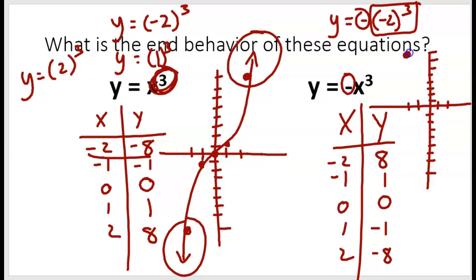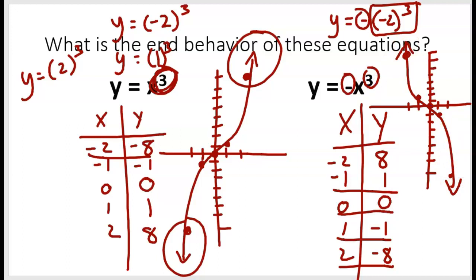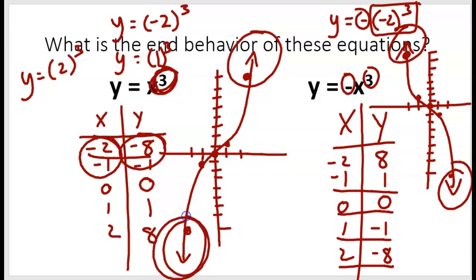So left 2 goes up 8, left 1 goes up 1, 0, 0. Right 1 goes down 1, right 2 goes down 8. So I want you guys to notice something that stayed the same. Since my power is odd, the left side and the right side are still going in opposite directions. But what changed was which one's going up and which one's going down. The negative causes the opposite thing to happen. So unlike over here, when you plugged in a negative, you got a negative, so the left side went down. On this graph over here, because there's a negative in front, when you plug in a negative, you get a positive, so the left side actually goes up.